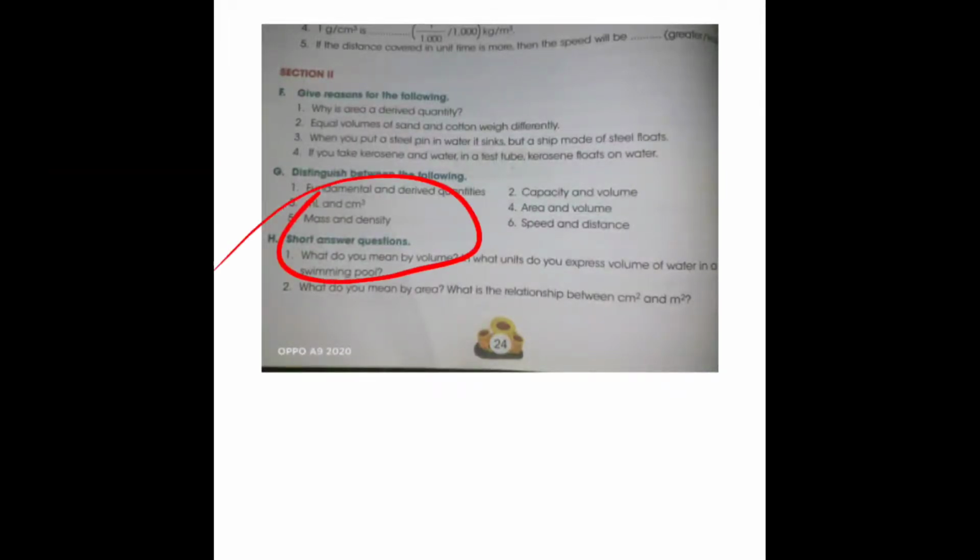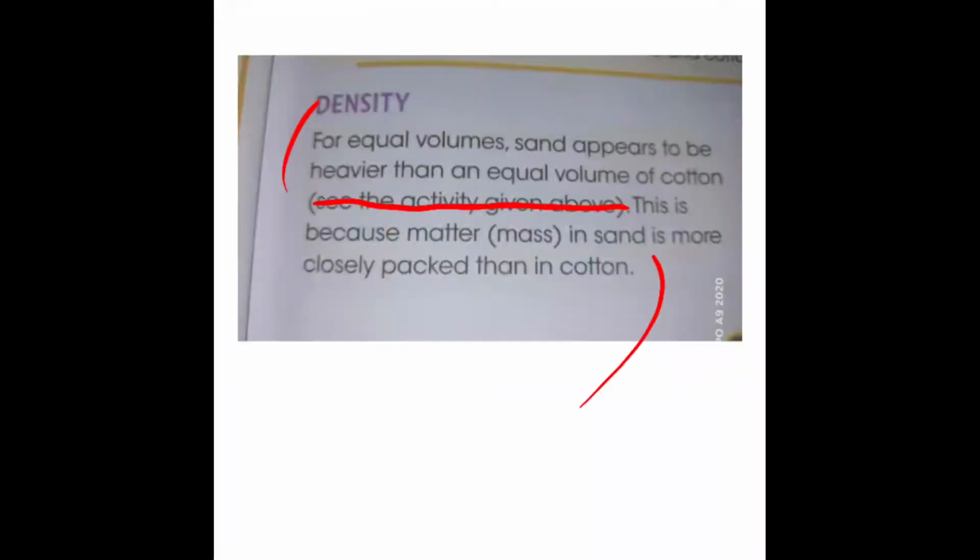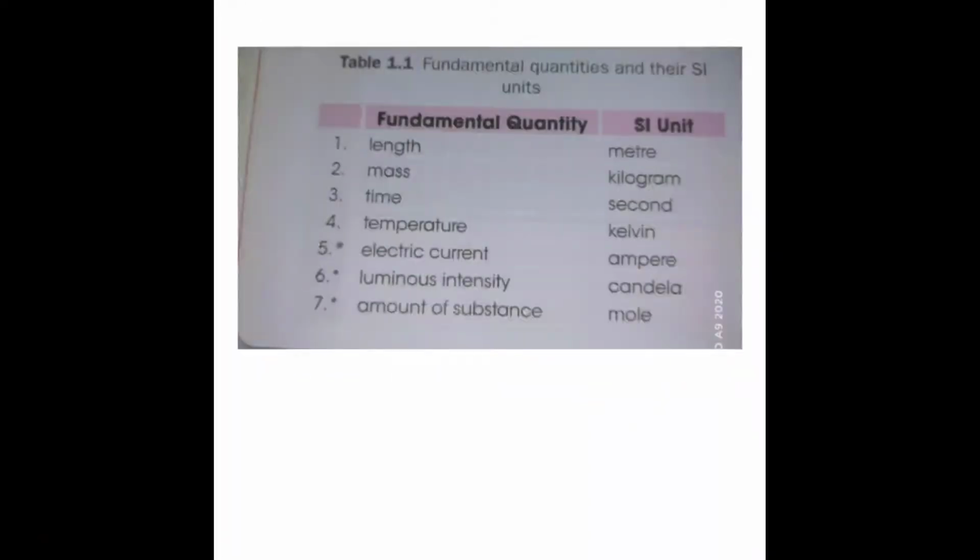So the volume definition is directly given in your book. The total amount of space occupied by an object is called volume. What units do you express it in? We express it in meter cube. What do you mean by area? Area definition you will get. What is the relationship between centimeter square and meter square? So this also is given in your book only, just you search, right?